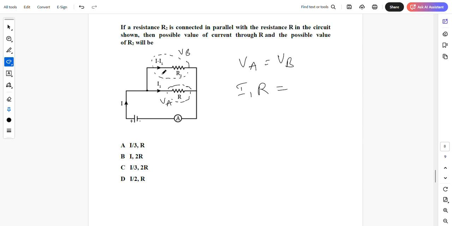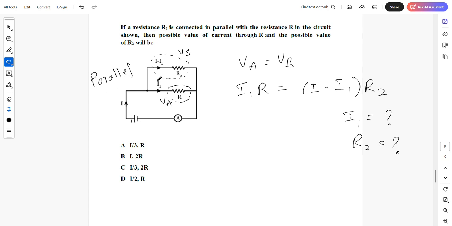How much is VB? That is the potential across R2, which is (I minus I1) into R2. Now what they are asking is the possible value of current through R, that is I1, and the possible value of R2. Whatever the potential here, the same potential is there because they are connected in parallel branches. We know that in parallel voltage is the same, and in series current is the same. So VA is equal to VB.